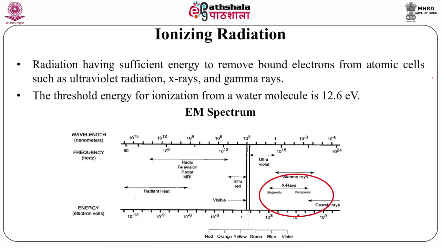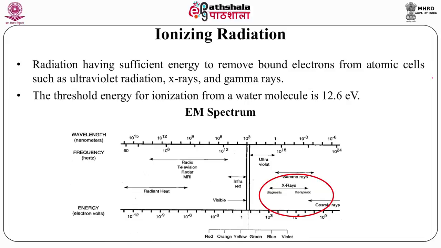And how do you define ionizing radiation? What is the threshold of ionization? Just for your information, the threshold of energy for ionization of a water molecule is about 12.6 electron volt. So any radiation which has energy more than this will be called ionizing radiation in the context of water. And why is water important? Because more than two-thirds of our body or cells is water. So any ionization caused there will be harmful for the body.